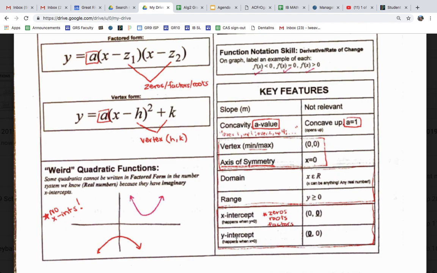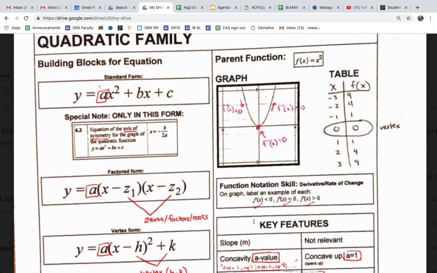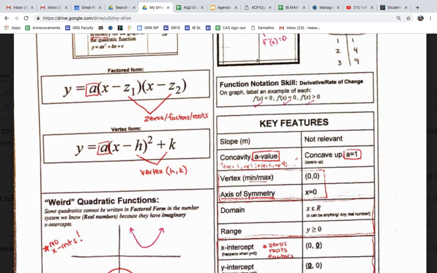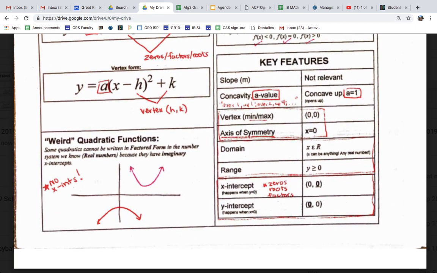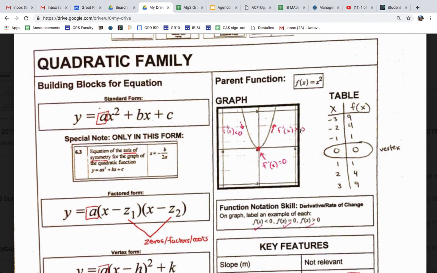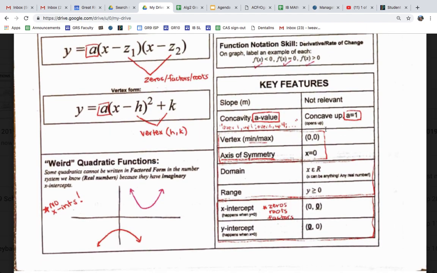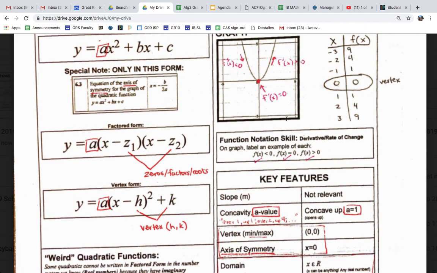The x-intercepts and y-intercepts are things that you're familiar with. We can find the x-intercept by plugging in 0 for y. So if I put 0 equals x squared, the square root of 0 would just be 0. And our y-intercept happens when x equals 0. So if I substitute 0 in for x, 0 squared is 0. My x-intercept and my y-intercept, in this case with my parent function, both happen to be 0, 0. And we can see that on the graph right there.